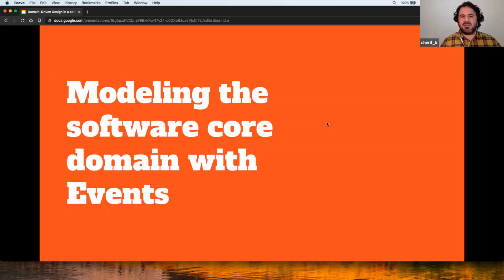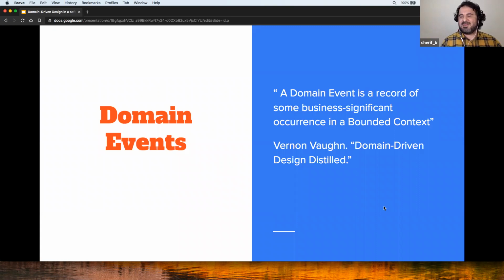And another concept, maybe famous in some kinds of architectures like event sourcing, but people do not talk about it often, is domain events. Domain events are used to describe that something happened in our system or our application. For example, an order was placed, or a product was shipped, or something else happened in our domain. It's just an object or record describing a business-significant occurrence in a bounded context, of course.